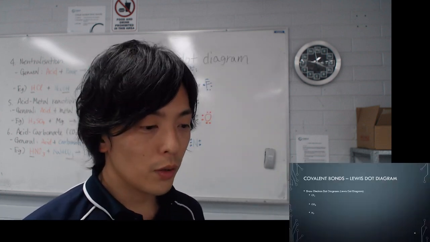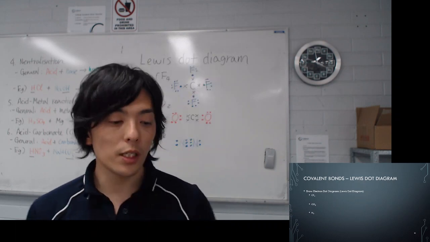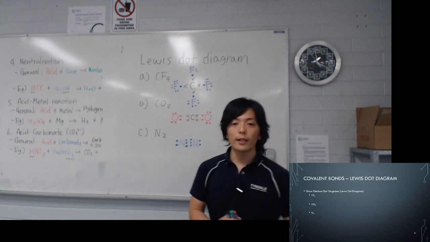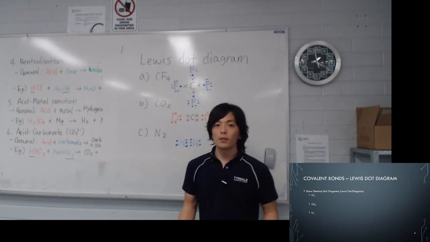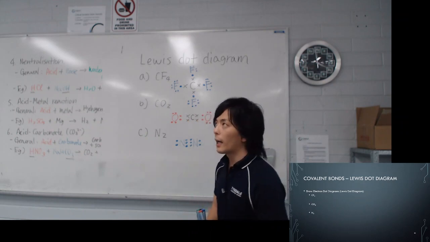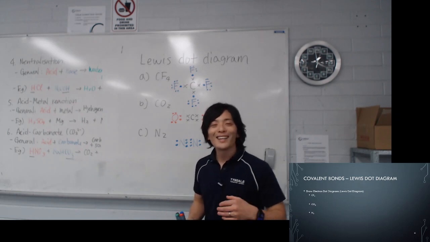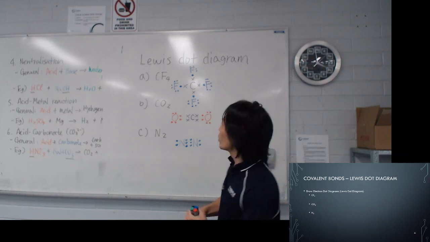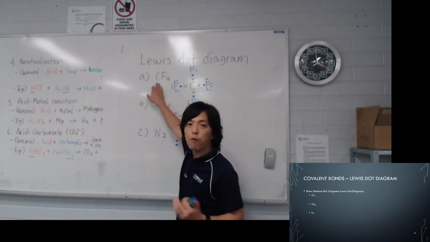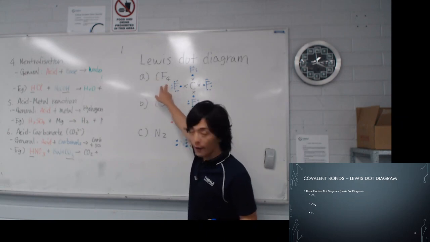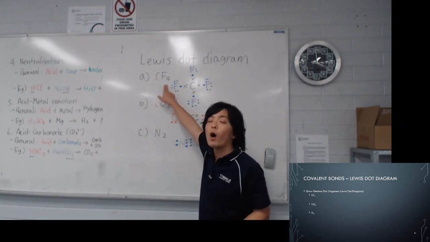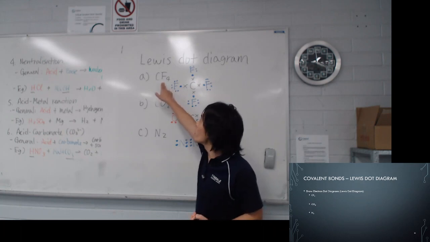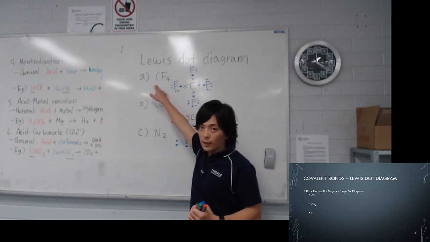Okay, so 3 examples: CF4, CO2, and N2. Firstly, what you have to do is find which element involved has the highest number of non-bonded electrons. So carbon has 4 as its valency. F would have only 1 because it's group 7, so only 1 bond can be formed with fluorine. Carbon needs to be the center.